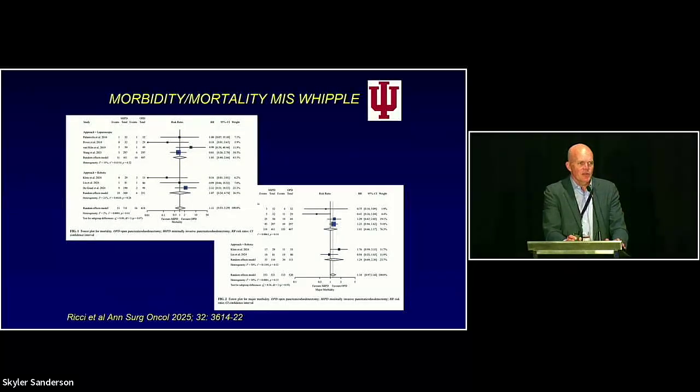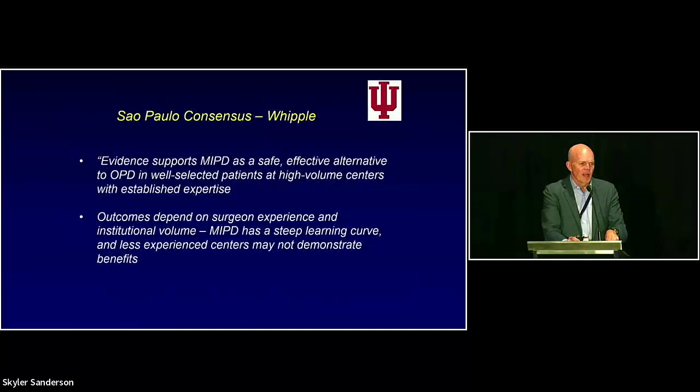And what about pancreatic head resection? Again, a very different beast than a left pancreatectomy. You can just take a look at these two forest plots and see for yourself that the data are a lot more neutral. The top graph looks at morbidity, the bottom graph looks at mortality.